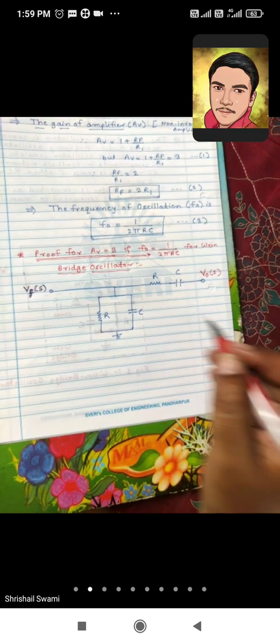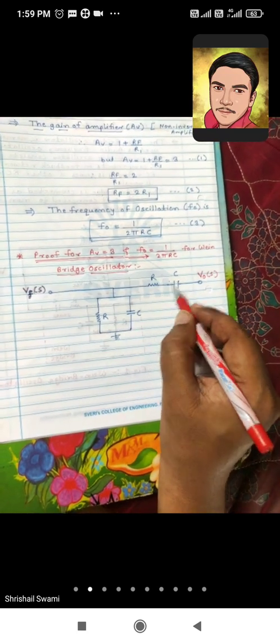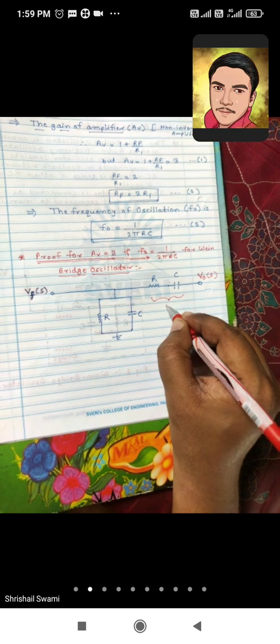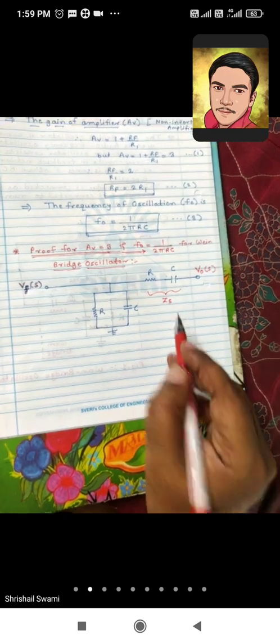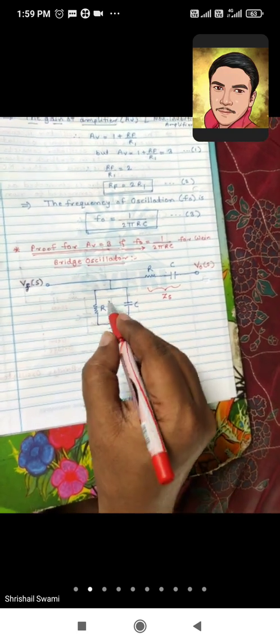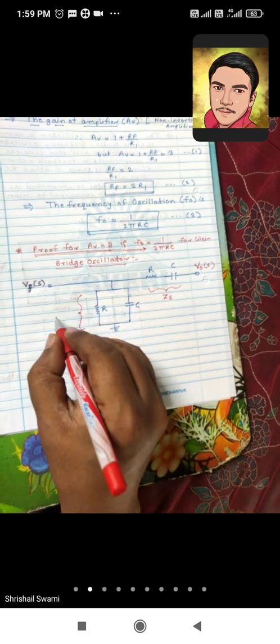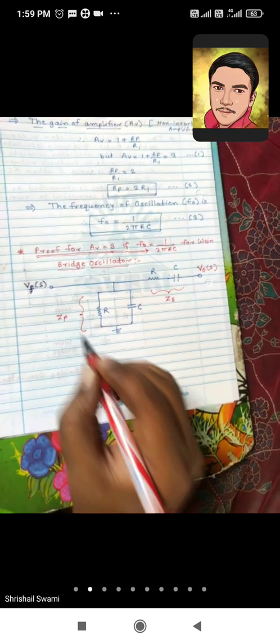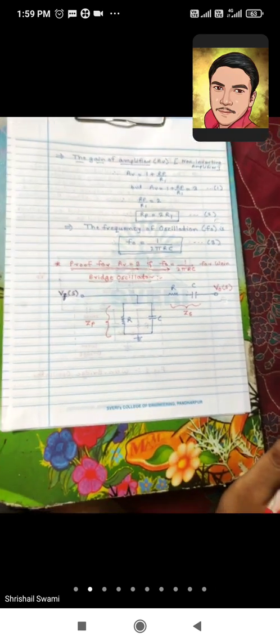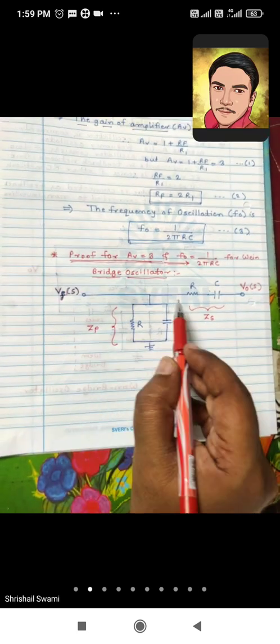So here we can calculate the total impedance. This total impedance I will give the name ZS. S is for series. Here we can give the name of impedance as ZP. P is for parallel. Okay. So ZS and ZP are in series.